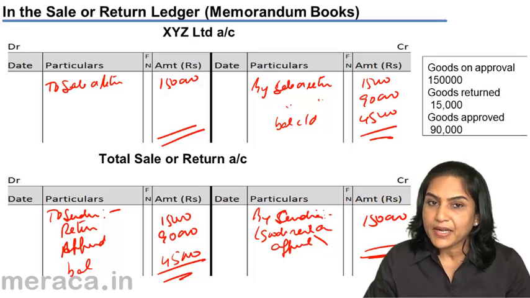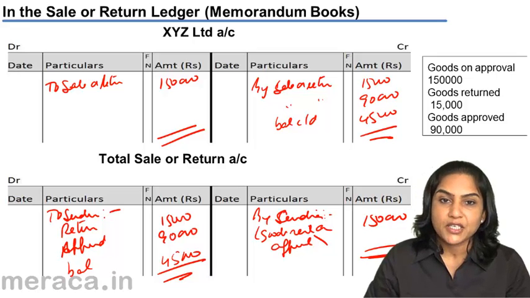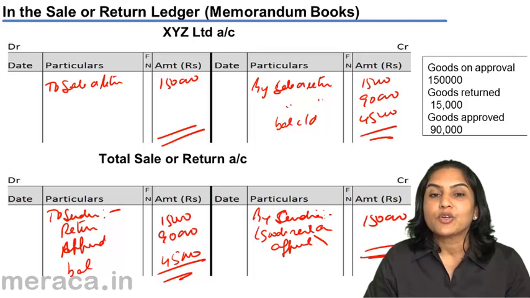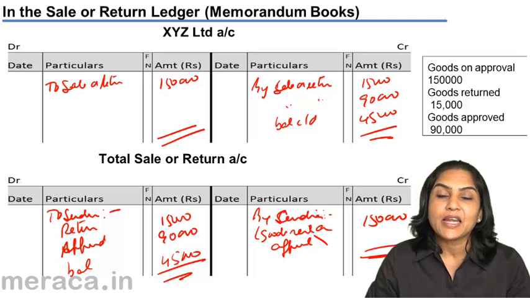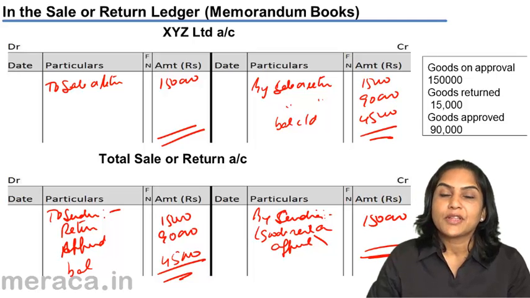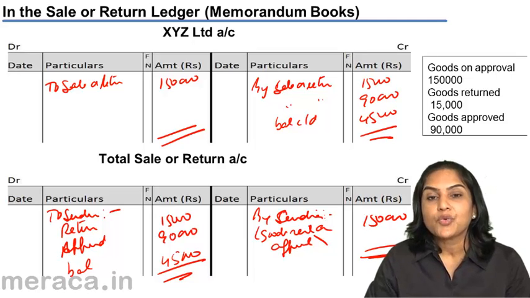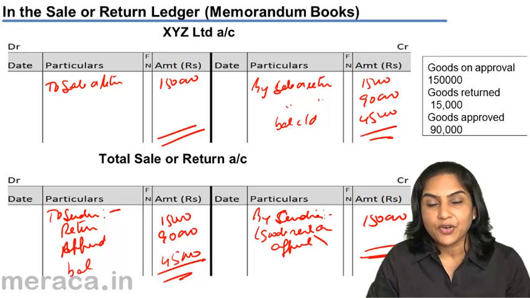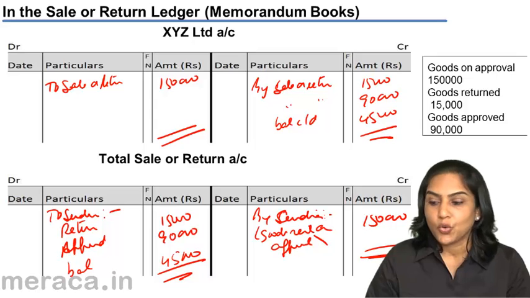If it is not maintained, no entry is passed when goods are sent on approval. No entry is passed when goods are returned. However, when goods are approved, only an entry in the main books is passed. As usual, with the balance amount on the closing date, we need to incorporate that as stock. We need to be careful that stock is valued at cost or the selling price, whichever is lower.